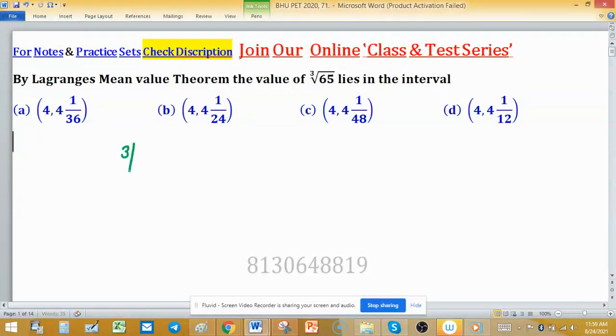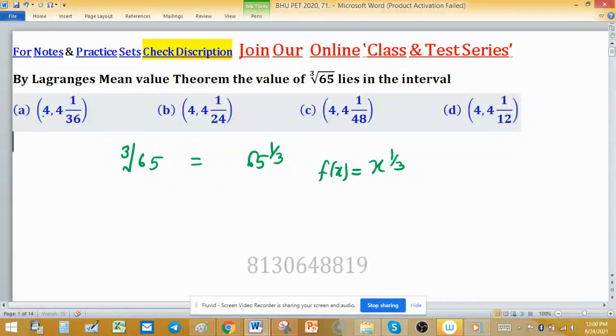To estimate the value of cube root of 65, I can write 65 raised to the power 1 upon 3. So we have to consider a function which can give you the value of cube root of 65. Consider a very simple function: f(x) equal to x raised to the power 1 upon 3, and we need to consider the domain of this function. As you can see in all four options, 4 is the lower bound. So consider 64 comma 65 as an interval, which is a closed interval.